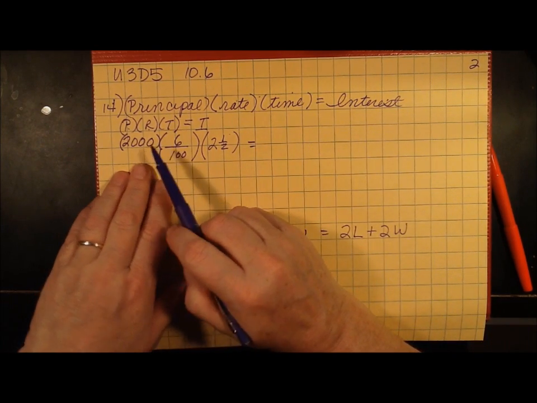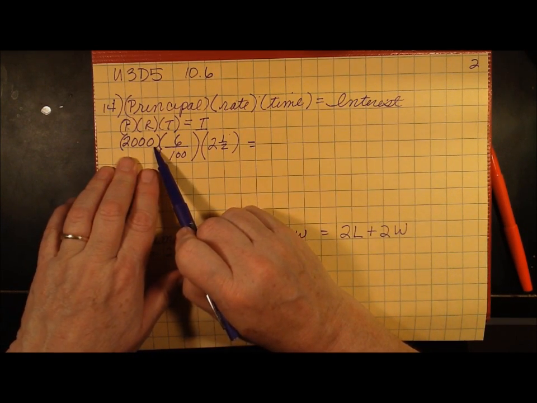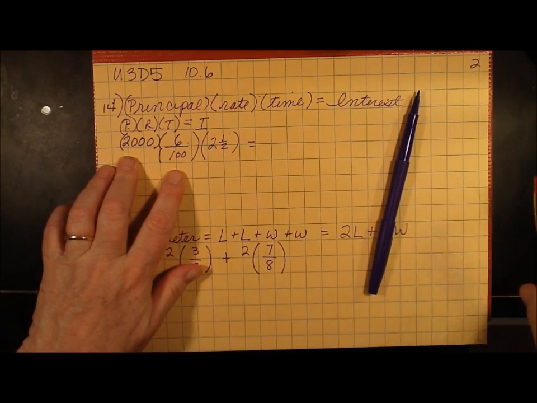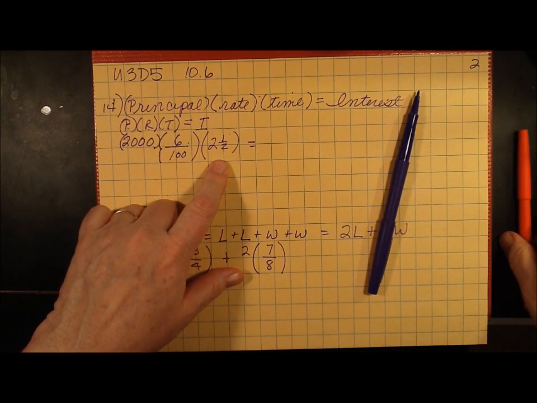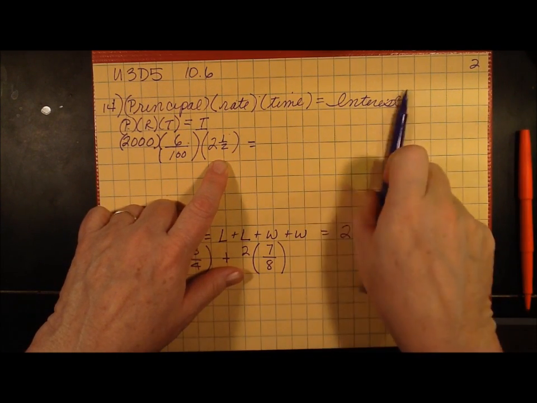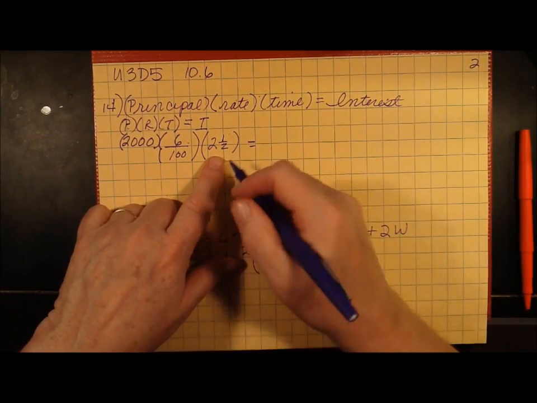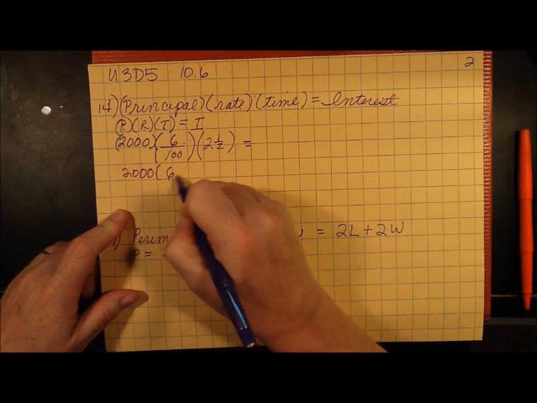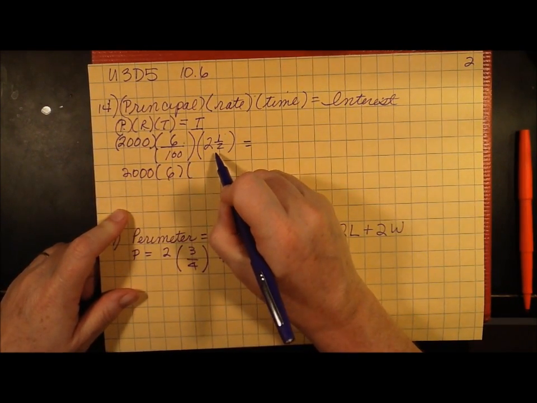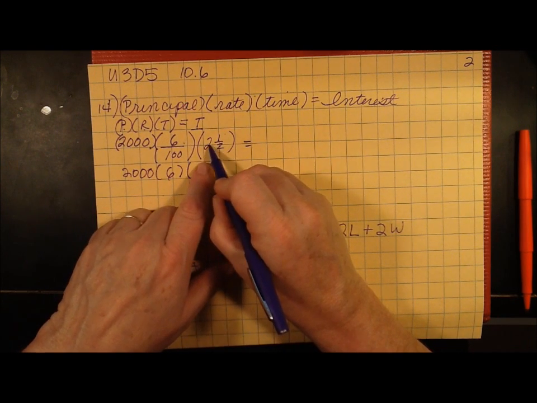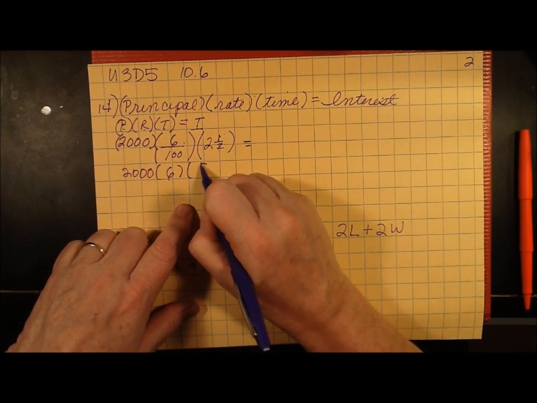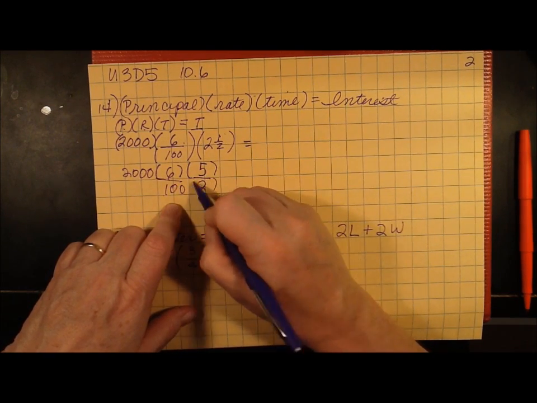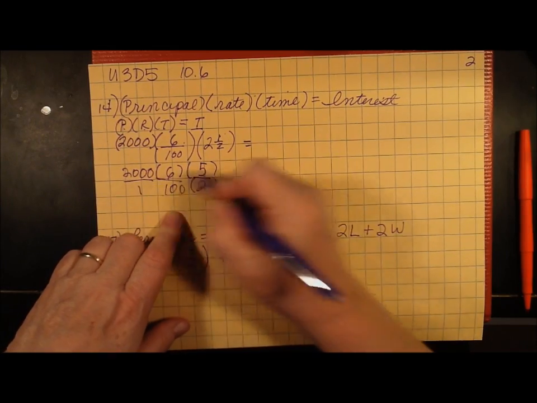In this case, the first big amount of money is $2,000. The rate is 6%, which I'm going to write as 6 over 100. And the time is 2.5. I'm sorry, I don't know the time unit. So I'm going to rewrite this as 2,000 times 6 over 100 times, I'm going to make this into an improper fraction, so 2 times 2 is 4 plus 1 is 5. Times 5 over 2, and remember that's over 1.